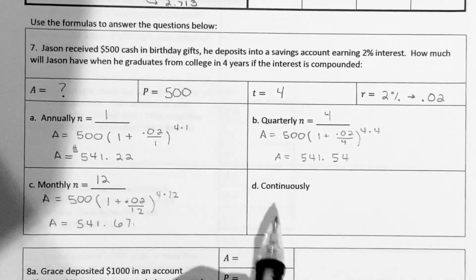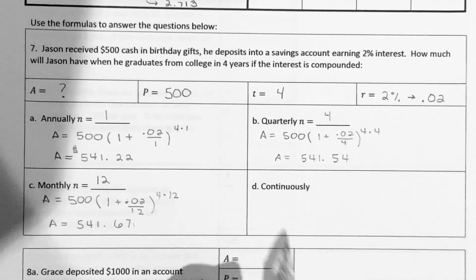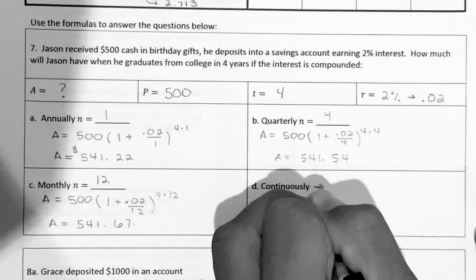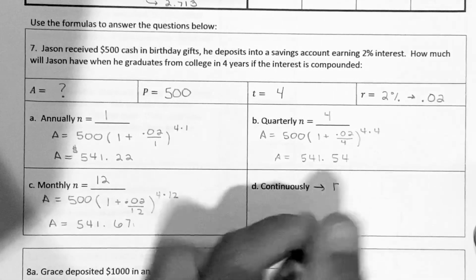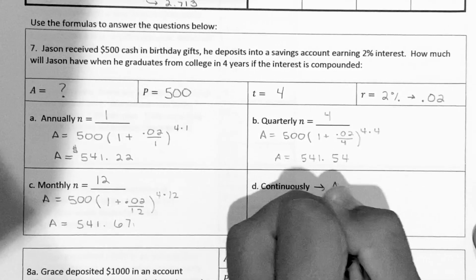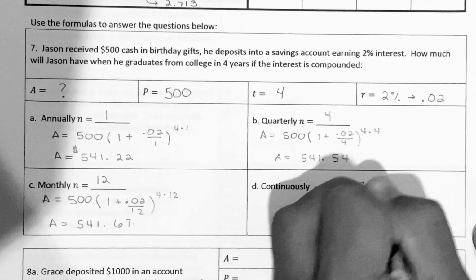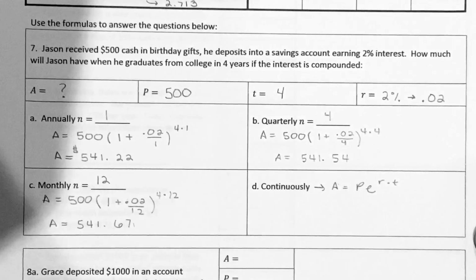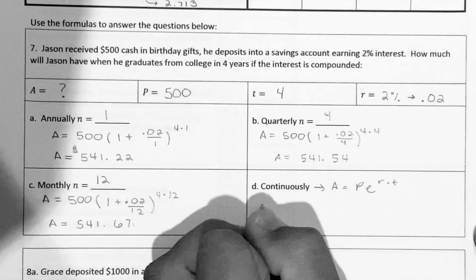And then the last one is if it's compounded continuously. Compounded continuously uses what I call the PERT formula, P-E-R-T. A equals P times e raised to the r times t. P is 500.